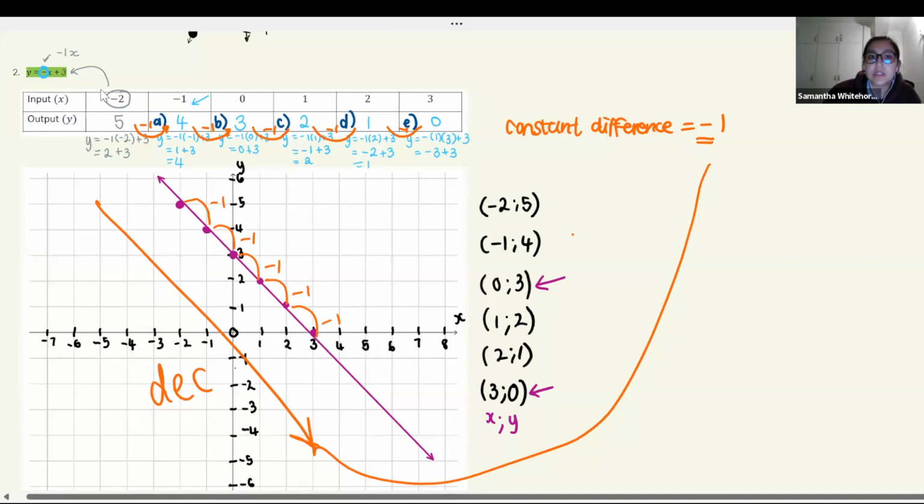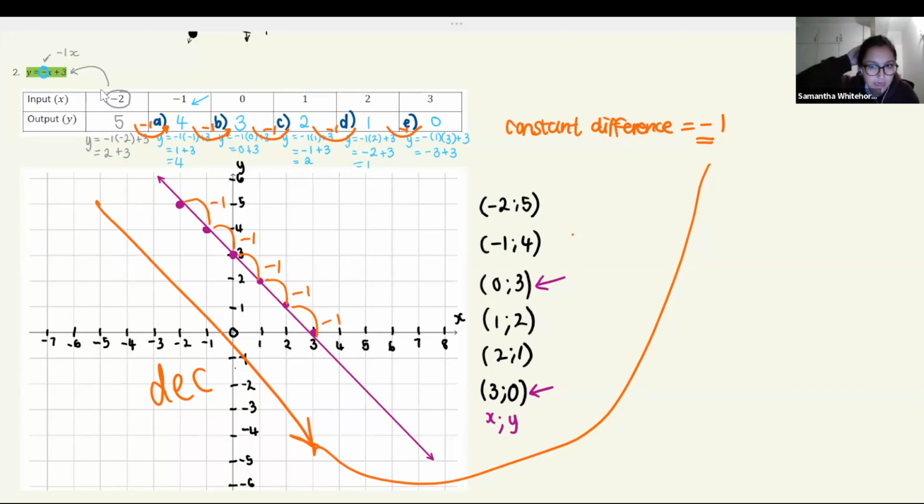And that's important to start seeing. It's important to start seeing these sort of relationships, that when we're adding a value, our graph is going to go up from left to right. When we are subtracting a value, we are going to have a graph that decreases from left to right. All right, so I'm going to stop there for you guys to take screenshots.